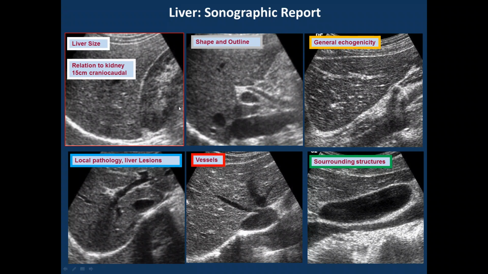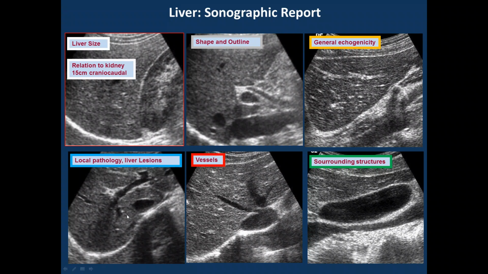If the contour is smooth, and of course the shape includes if there is, for example, a big left lobe, as you see in alcoholic liver disease, and there are some others. The general echogenicity, as the colleagues stated as well, shows steatosis in our case, and the general echogenicity always has to be considered and included within the report.